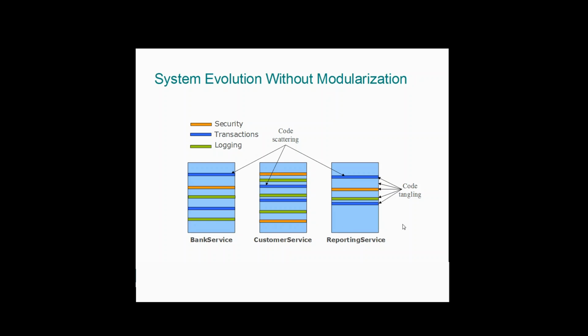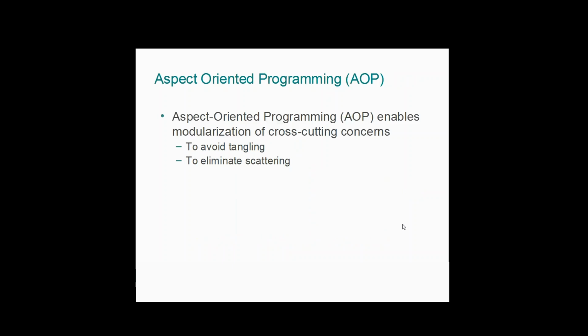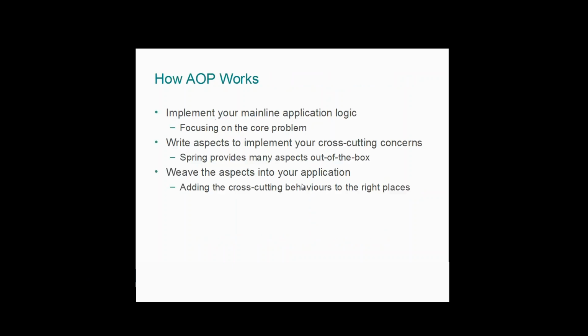Okay, so what AOP is trying to address is, it enables the modularization of cross-cutting concerns. So it is trying to avoid this tangling and eliminates the scattering. So that is where AOP comes into the picture. How does this AOP work? Very simple. Keep your existing functionality as it is. When a new requirement comes where that kind of generic logic cuts across different functional blocks, you just go and write a separate class and a method. In that method, you put the logic.